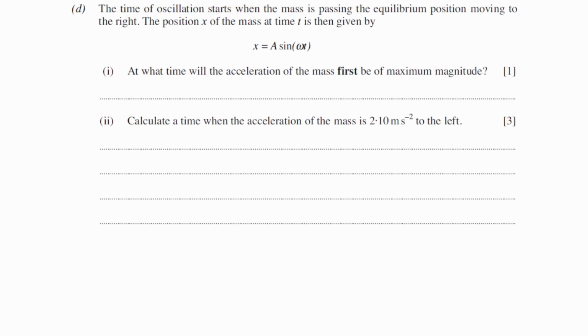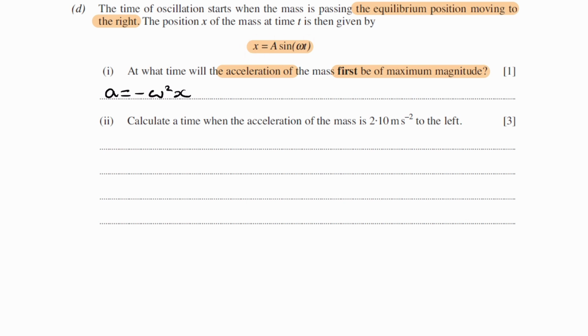Part D. The time of the oscillation starts when the mass is passing the equilibrium position, moving to the right. The position x of the mass at time t is given by this. So whenever we have an oscillator that starts from equilibrium, we use the equation x is equal to A sin ωt. You use sine when it starts from equilibrium because the displacement is 0 to begin with. At what time will the acceleration of the mass first be of maximum magnitude? Alright, so acceleration is equal to minus ω²x. So if we're trying to find when the acceleration is first of maximum magnitude, that would be when displacement is first of maximum magnitude.